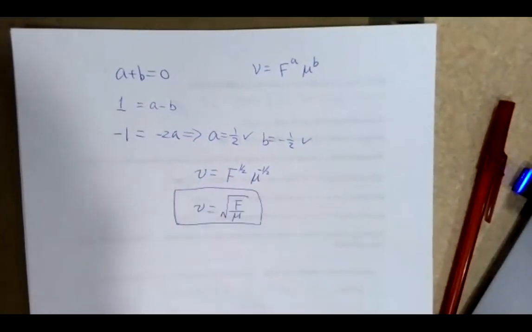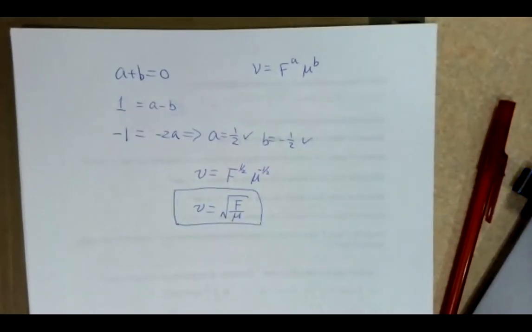So from the dimensional analysis, you can figure out that the speed of the wave on the string should be equal to the square root of the force, the tension force, divided by the linear mass density mu.